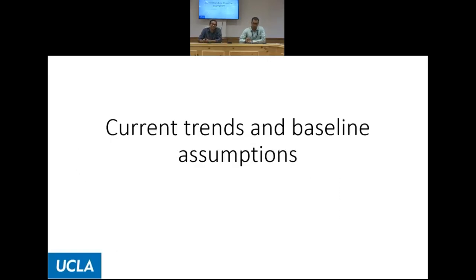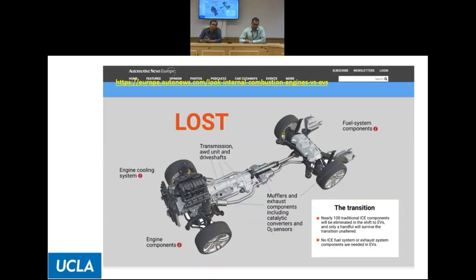So that's sort of the caveats. Just bear with me while I walk you through some of the things on electric vehicles. This is snagged from Automotive News Europe. I was trying to see what is gained and what is lost. This seemed like an excellent graphic of what is lost when we switch from a petrol vehicle, or a diesel vehicle, or even a natural gas vehicle, to an electric vehicle.